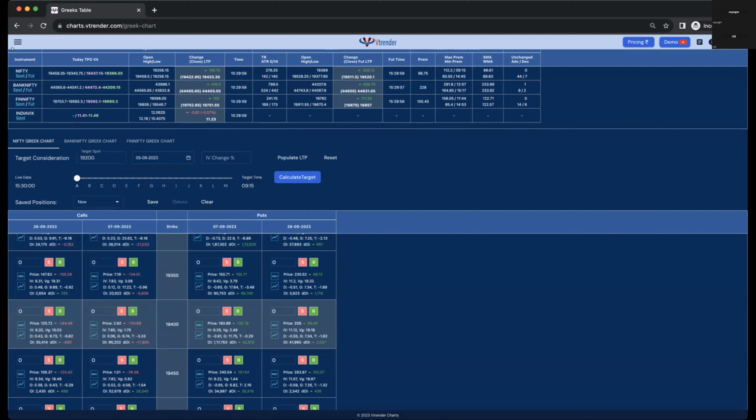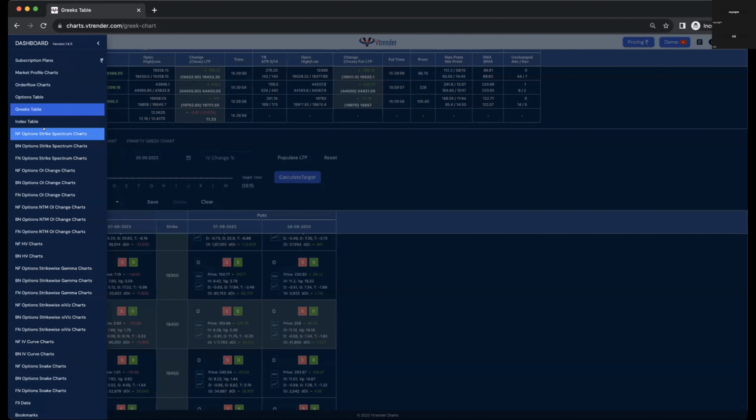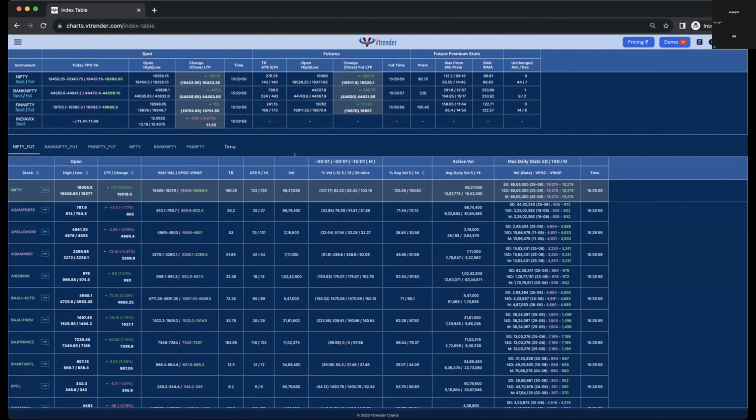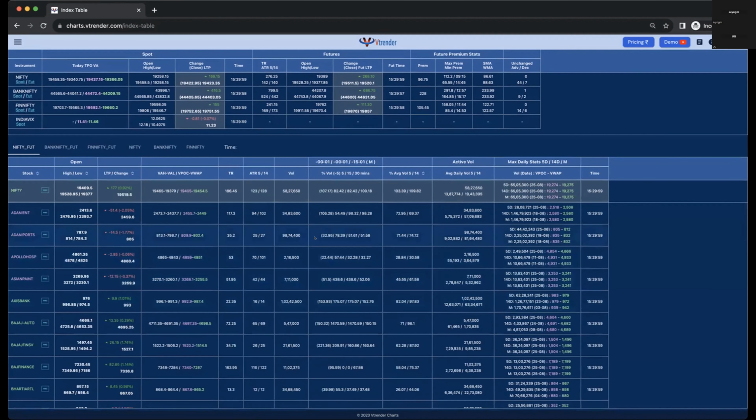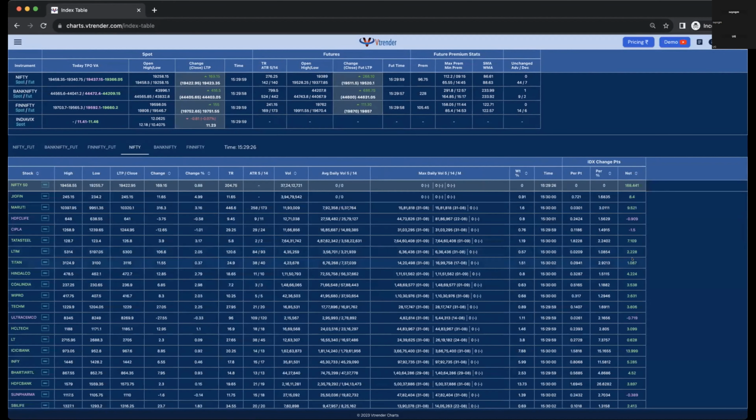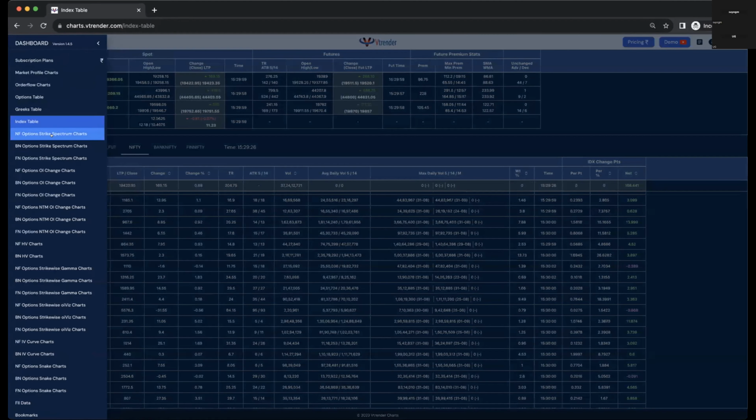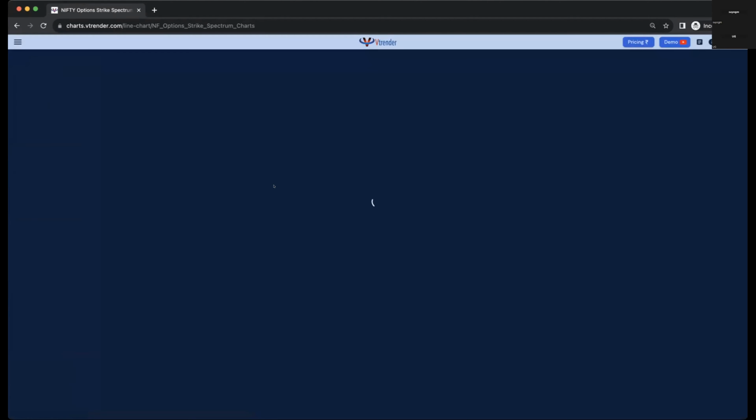So again, feel free to use this and explore these. We have that index table. Again, index table, we have a futures view now that we have futures symbol, different types of information here. We have spot specific also here. We mainly do a very high level overview on different spot symbols. We have our famous spectrum charts.